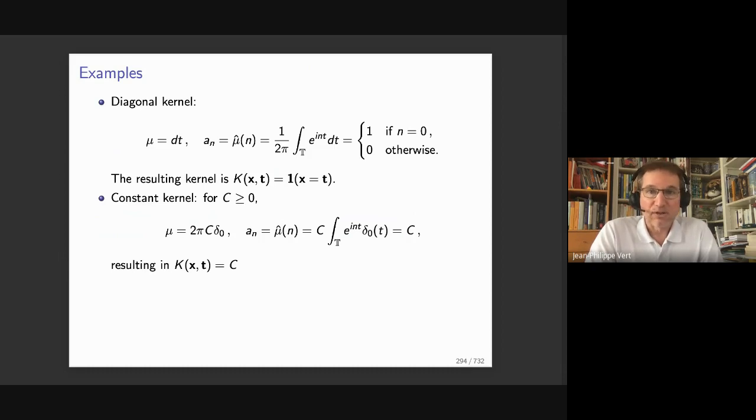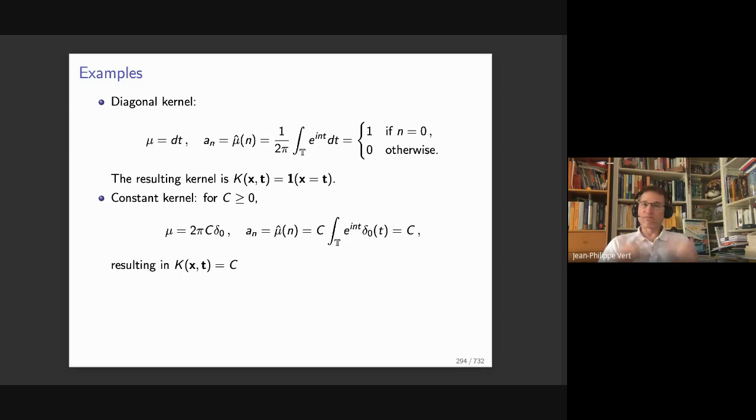And so we know that obviously when n is equal to 0, this gives 1, because the exponential is constant, equal to 1. And when n is non-zero, then the integral of any sine and cosine over the full circle is equal to 0. Right? So the corresponding sequence a_n is equal to 1 for n = 0 and to 0 for all other values of n. And so in terms of kernels, this means that the kernel we get between two integers x and t is equal to 1 if x is equal to t and 0 otherwise.